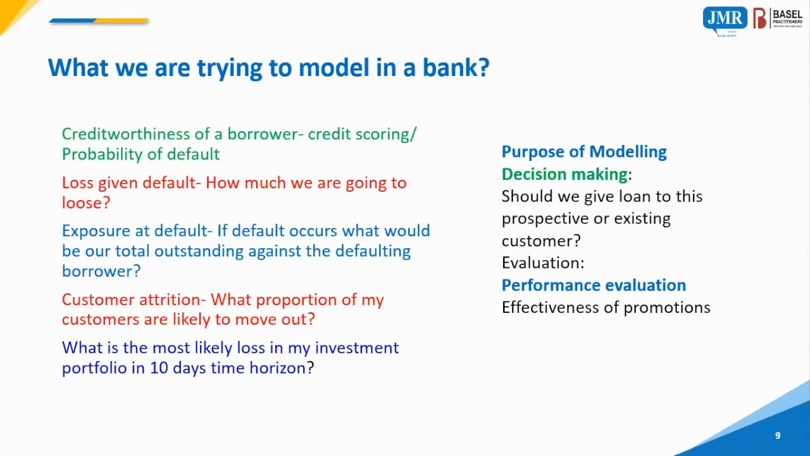Then customer attrition: what are the factors driving customer attrition? What is the most likely loss in my investment portfolio? There is market risk. So the purpose of modeling is two things. One, it allows you to take a decision, either to give a loan or not, to increase the credit limit or not. Or you have performance evaluation. You have made a promotion and tried to see the impact.